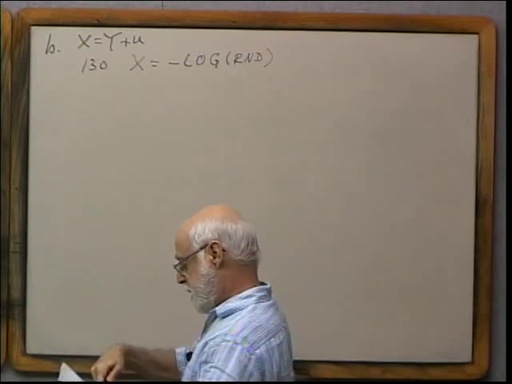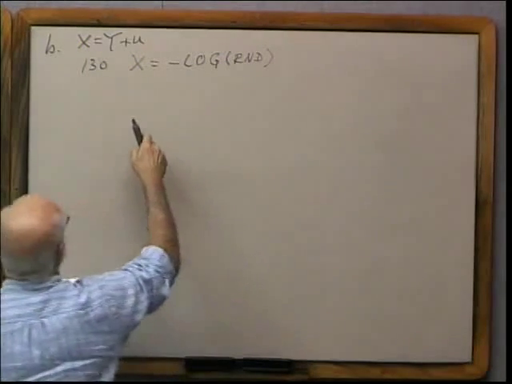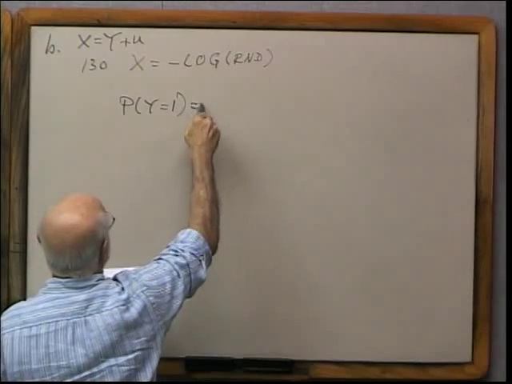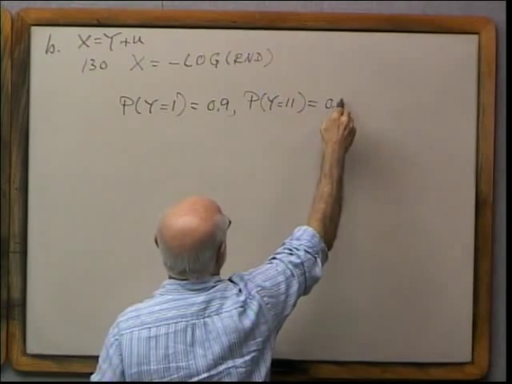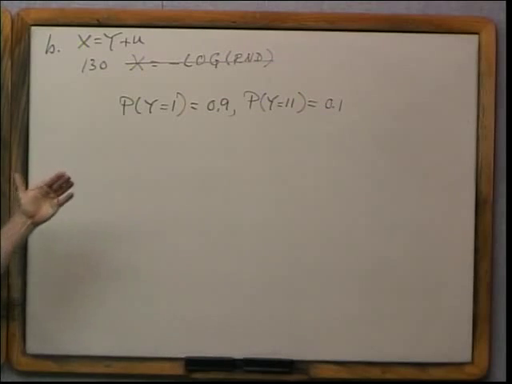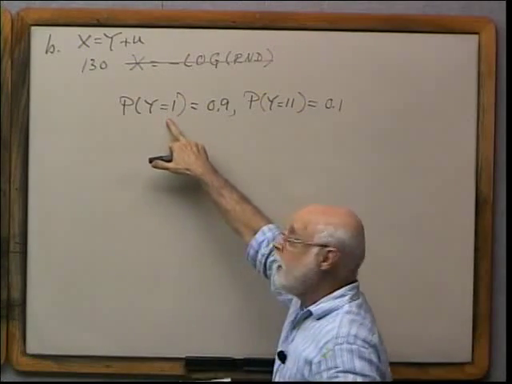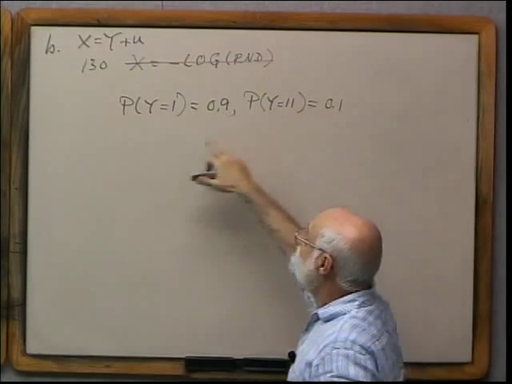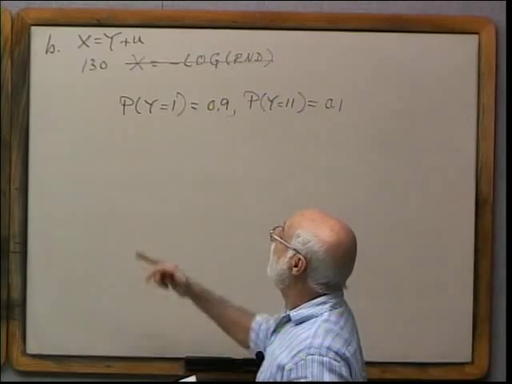Okay, now it says let x equal y plus u, where u is a constant and y is a random variable. All right, so we have that the probability that y is equal to 1 is 0.9, and the probability that y is equal to 11 is 0.1. So now we have to replace instruction 130. Instead of generating exponentially distributed values, now the random variable is going to be discrete. 90% of the values are going to have the value 1, and 10% of the values are going to have the value 11. And then to each of those values, I'm going to add this constant u, and so I'm going to get an x whose expected value is the expected value of y plus this constant u.